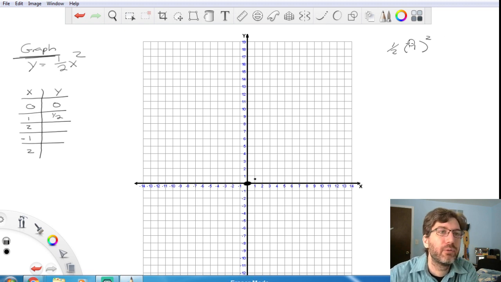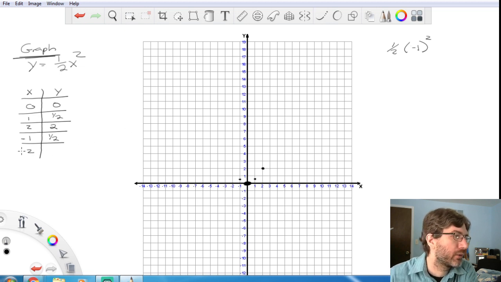If I plug in 2, 2 squared is 4. 1/2 of 4 is 2. So at 2, I am also at 2. So that's this point here. And if I plug in -1, I get -1 squared, which, just be careful, is a positive 1. And then 1/2 of 1 is a positive 1/2. So watch your signs. And that's going to be (-1, 1/2), right there.